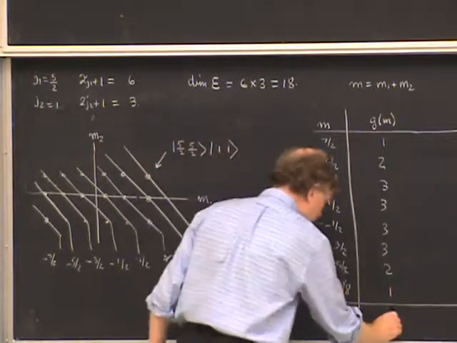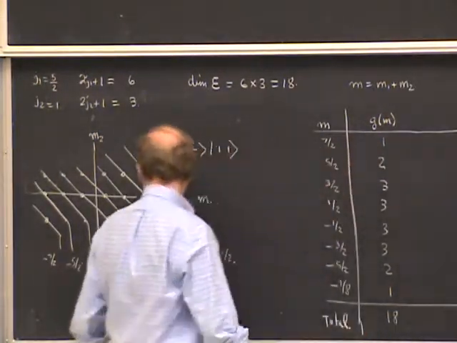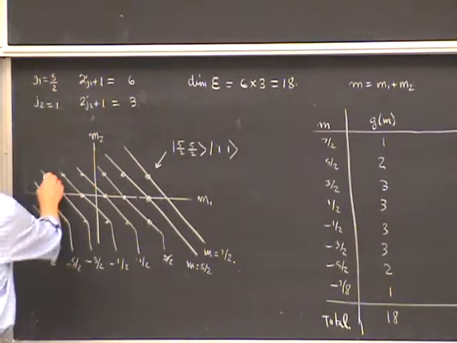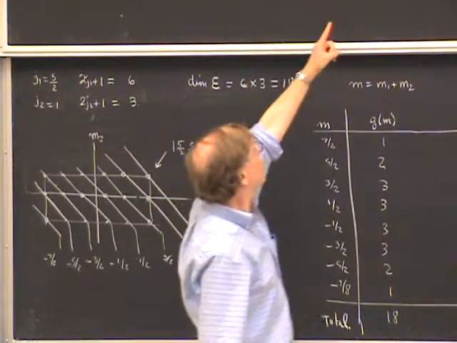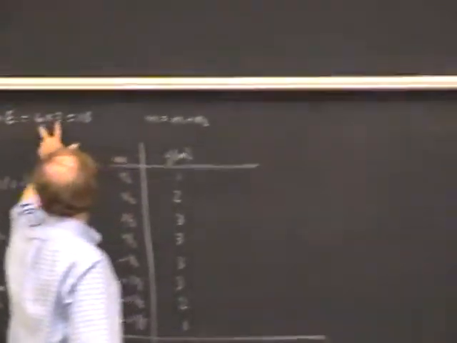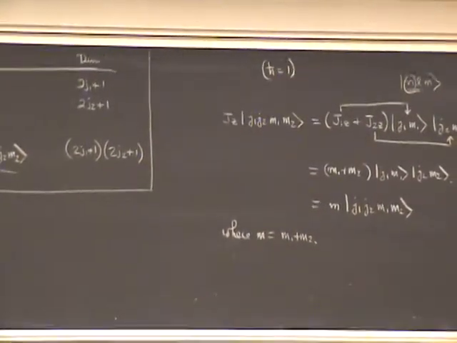If you add these numbers up, you'll get 18, and you have to, because the array is a 6 by 3 array of spots. That's this 2j1 plus 1 times 2j2 plus 1 up there. It's the same thing, 6 times 3 equals 18. All right.